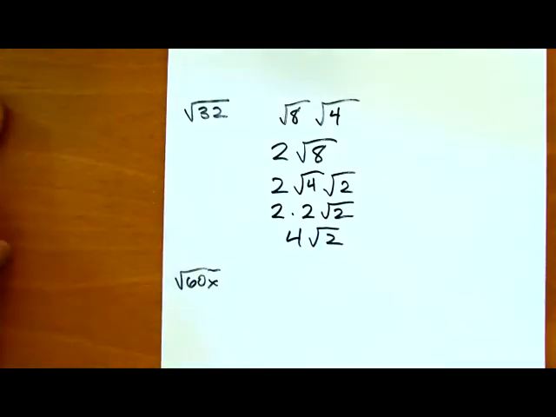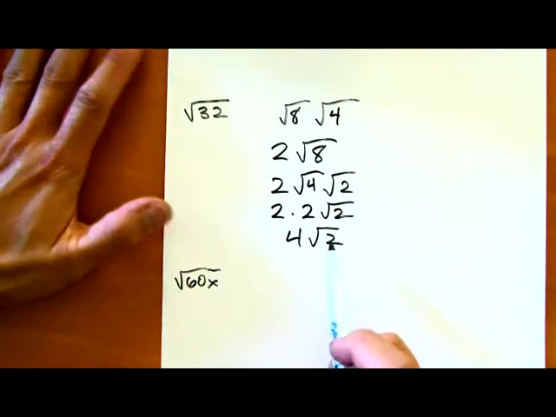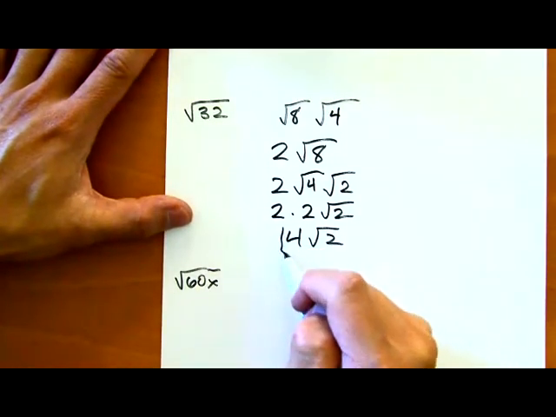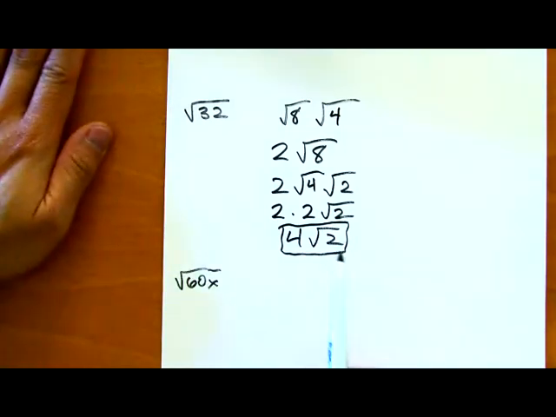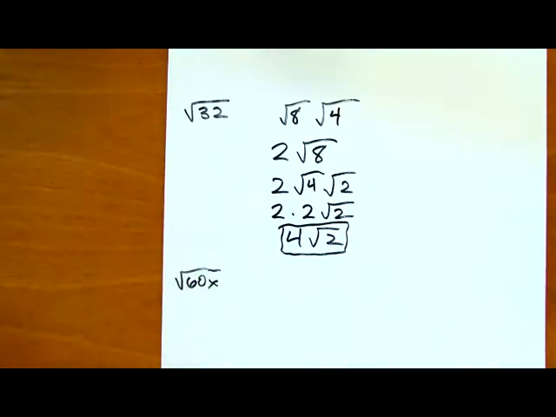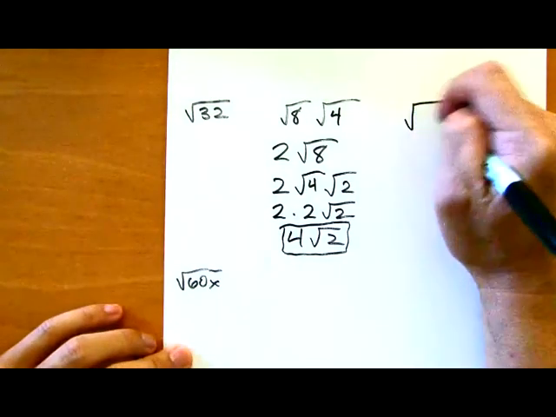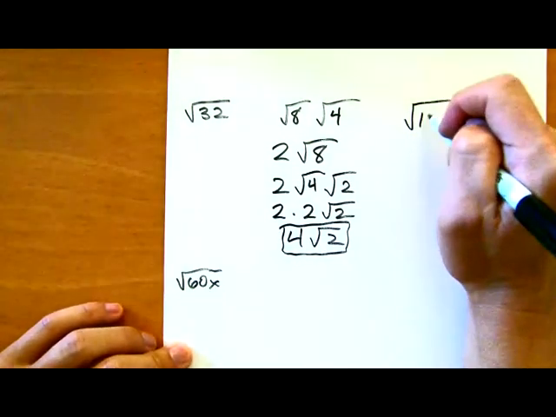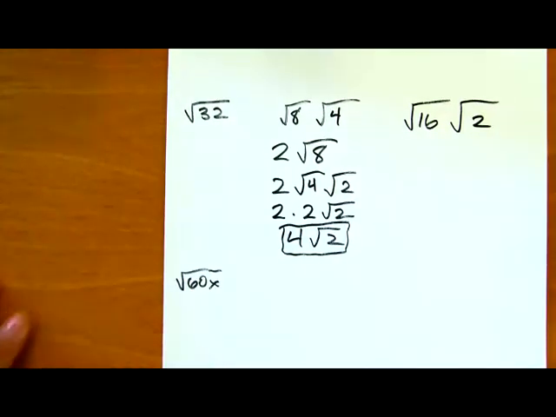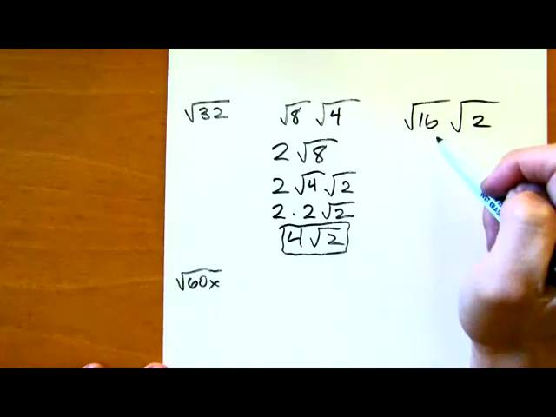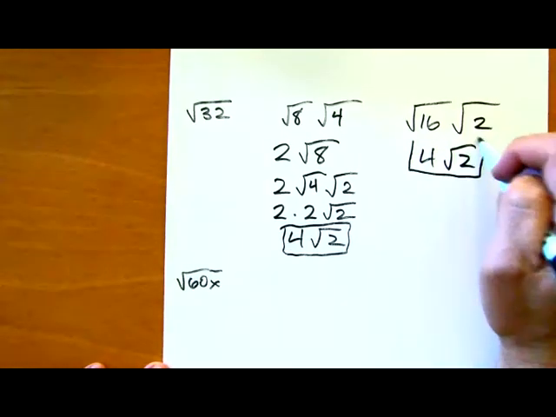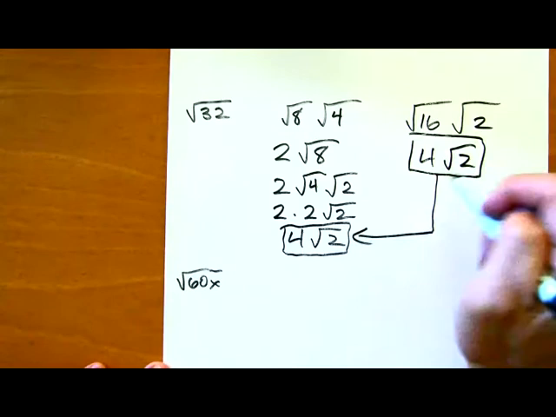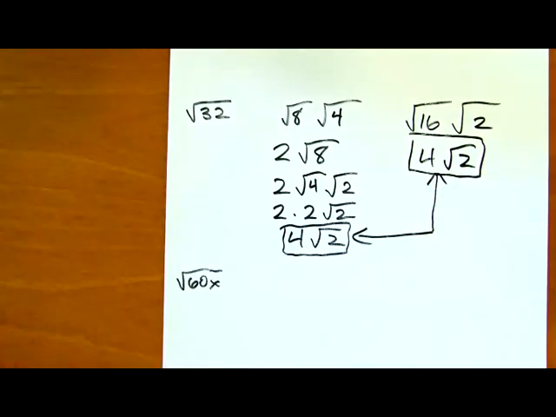Can we go further? No, that's it. That's as far as we can go with the 2. This is the simpler version of what we started with. Yeah, simplest radical form. There are other possibilities for 32. 16 and 2. I can square root the 16. That would be 4. See, it's just a matter of what you chose. Yeah, same answer.